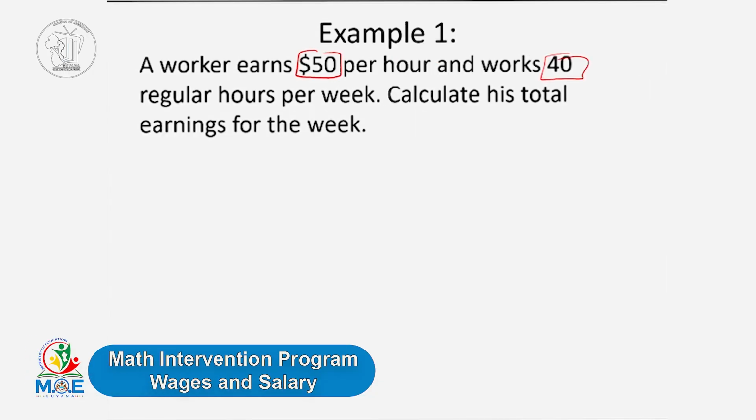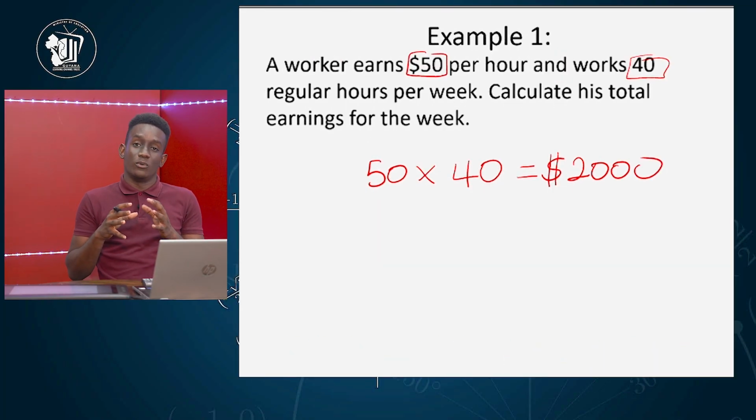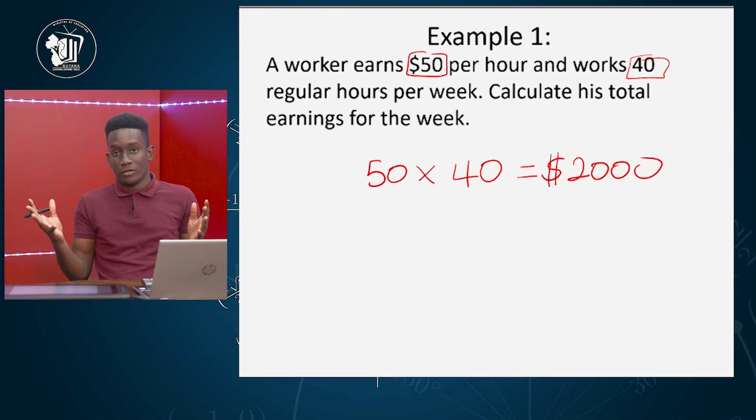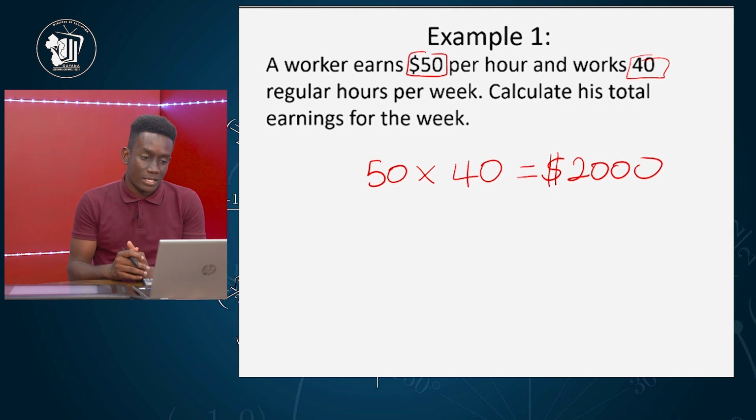So to find the amount of money that he or she works for this week, you multiply $50 by the number of hours that you work, which would be 40. And 50 times 40 would give you $2,000. So the worker earned $2,000 after working 40 hours for the week at $50 per hour. And that is as easy as that.